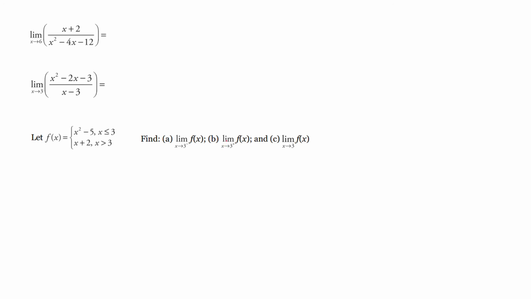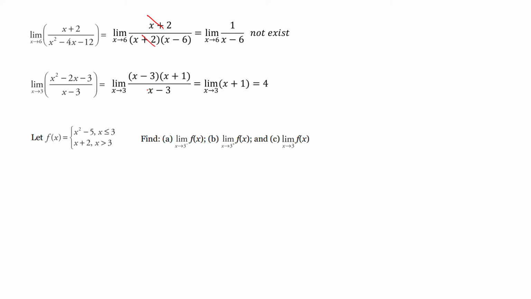So let's do some practice here. First one, x approaches 6 of this function. Normally we will factor this one. After factoring, it's very obvious that the limit can be changed to this one. For this one, the limit does not exist. And for the second, after factoring and cancelling, we know that the limit is 4.